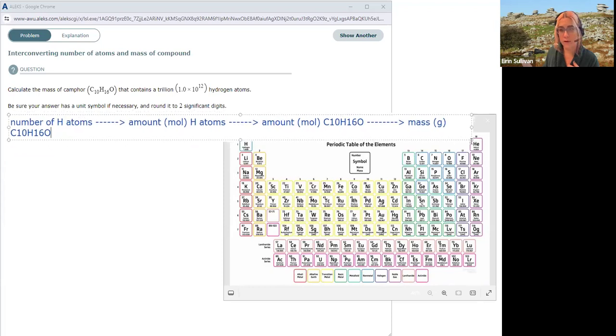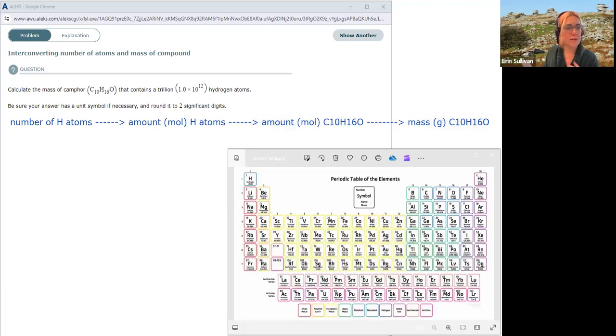Let's see if I can make this move down a second, because it is actually kind of in the way. There we go. That's a bit better. All right, so to convert between number of hydrogen atoms and the amount of moles of hydrogen atoms is the Avogadro number, 6.0221 times 10 to the power of 23 H atoms per every 1 mole of H atoms, okay? That takes a bit to write out, doesn't it?